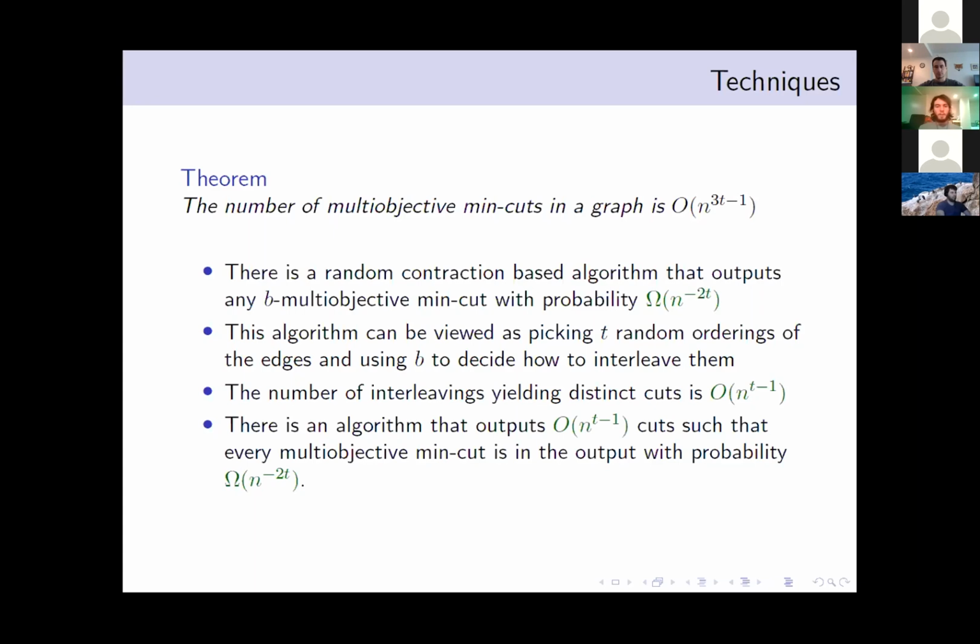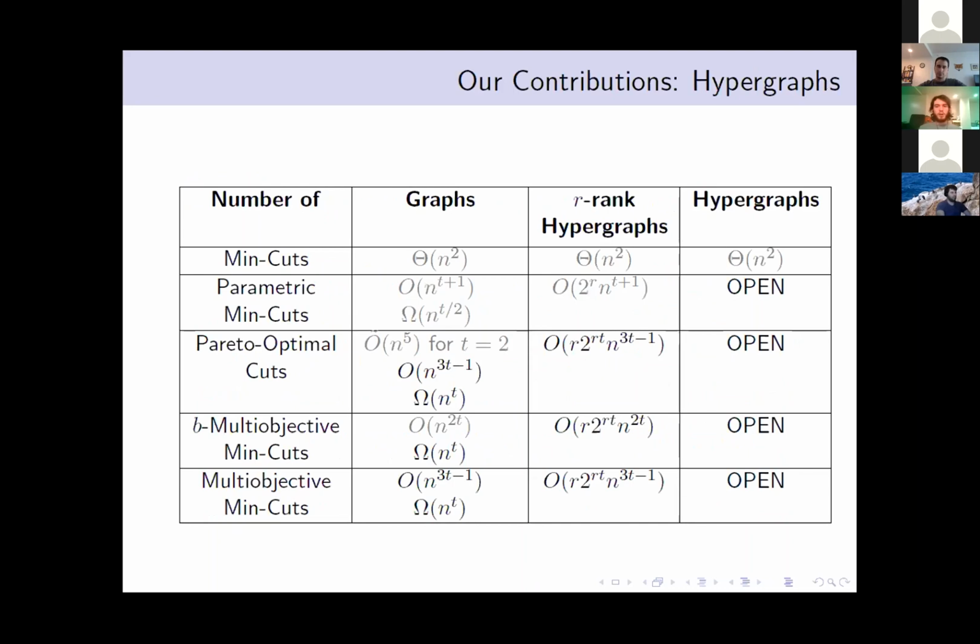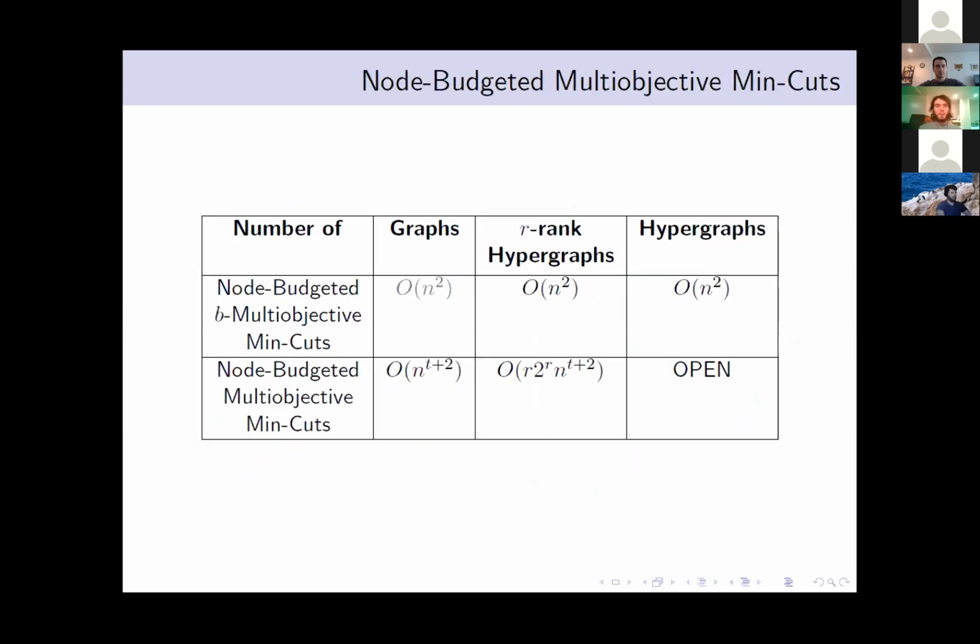And therefore, we have an algorithm for multi-objective min-cut that outputs n to the t minus 1 cuts with a 1 over n to the 2t success probability. And therefore, the number of multi-objective min-cuts is n to the 3t minus 1. Our results also generalize to constant rank hypergraphs using a more complicated LP-based analysis, and also to node budgeted variations of the problem.